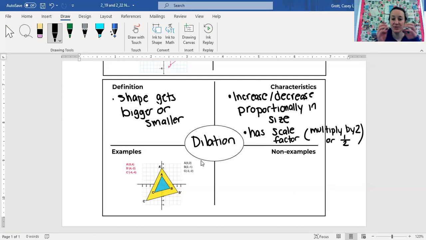Think about dilations, when something's getting big or small, what would be an example that does not show a dilation? Maybe think about whether it would be a translation or a reflection or just something completely crazy. What would be an example of something that is not a dilation? And then some things to think about.